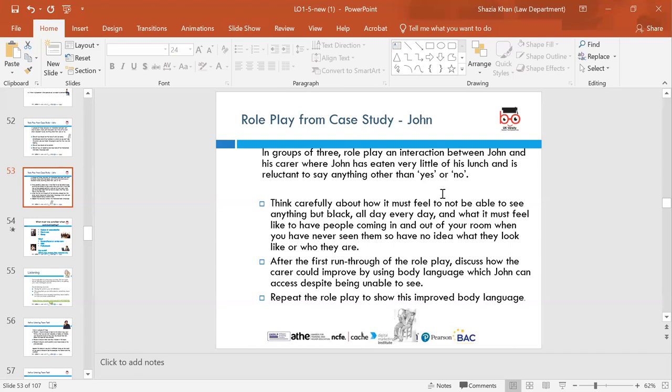After the first run through the role play, discuss how the carer could improve by using body language, which John can access despite being unable to see. Repeat the role play to show his improved body language.